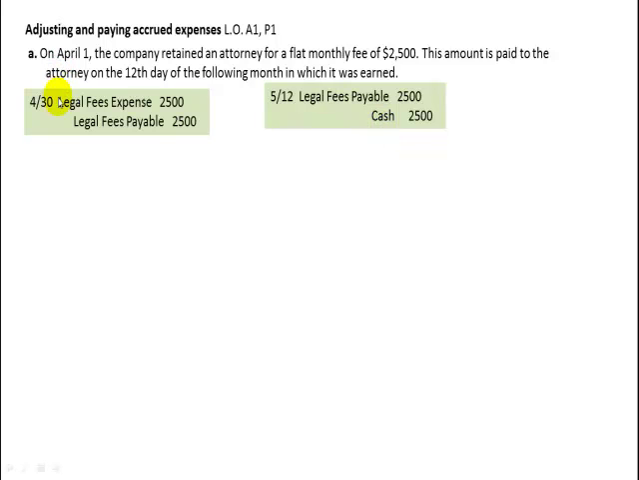So at the end of that month, since we're doing adjusting entries on a monthly basis, we're going to make an adjustment for how much we owe at the end of April, and then on the 12th day of May, when we owe it, we're going to make the payment for the $2,500. Notice the expense is in the month in which we actually had the legal services, which was April, and the payment doesn't come until we have to pay it, which is the 12th day of the following month. That's part A.